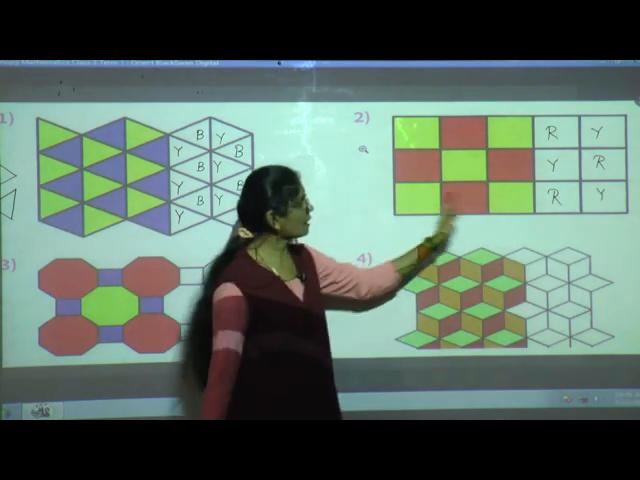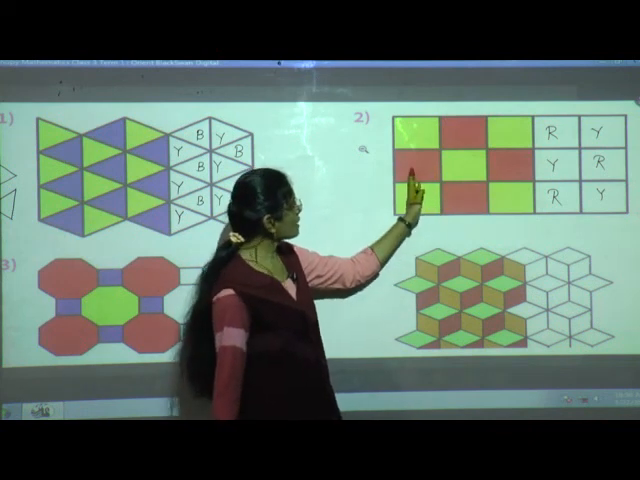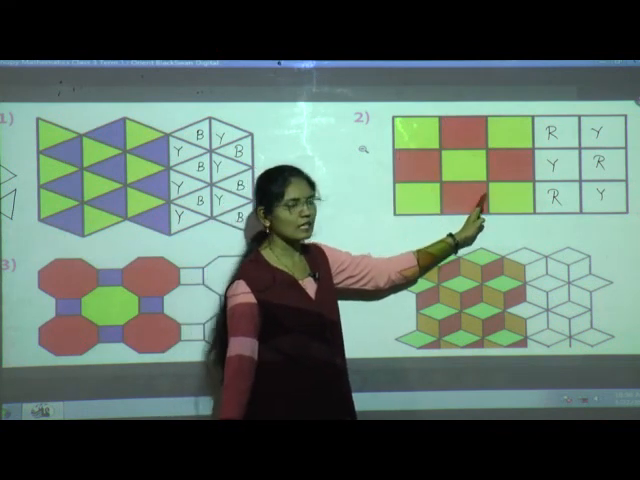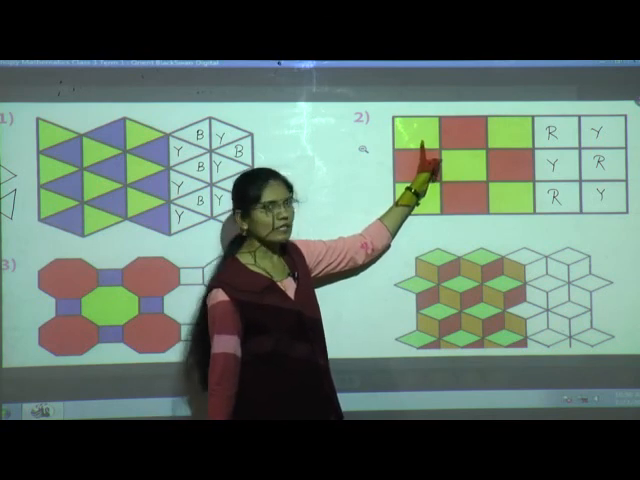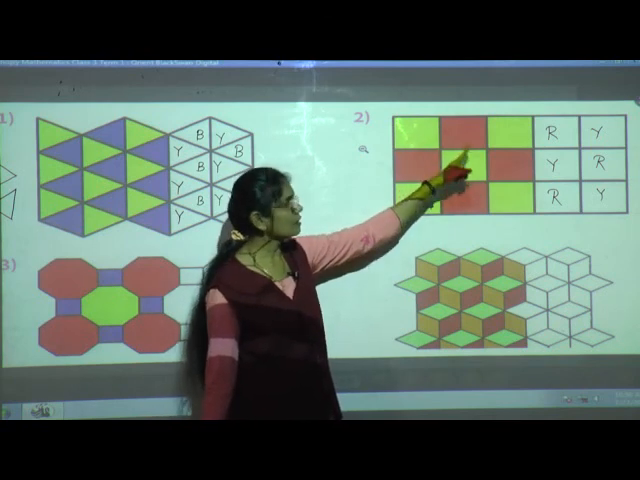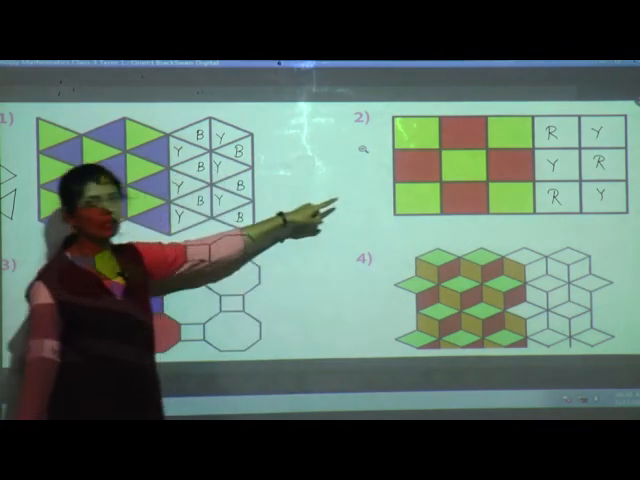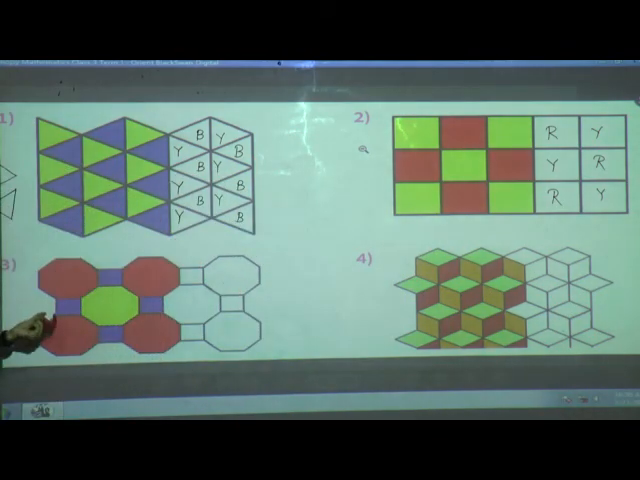So color this and complete this also in your textbook. See here only two colors are there and only one shape is there, that is a square. Only the colors are changing by yellow, red, yellow, red. In this way you can complete the second pattern also.